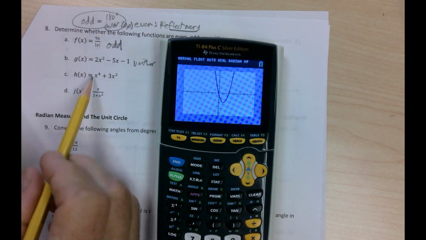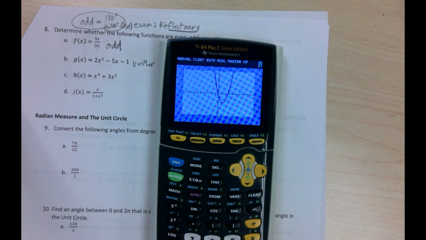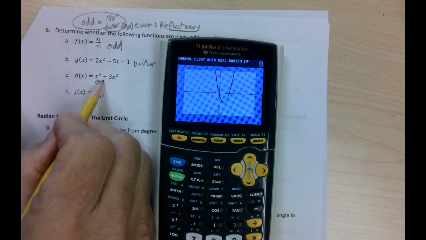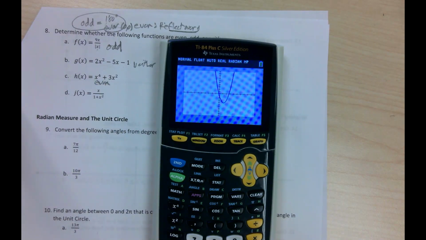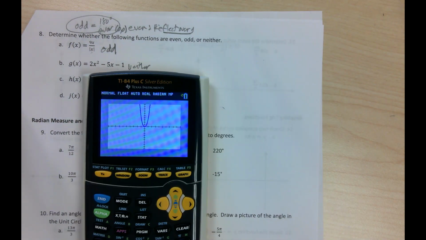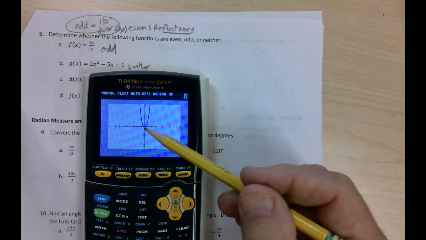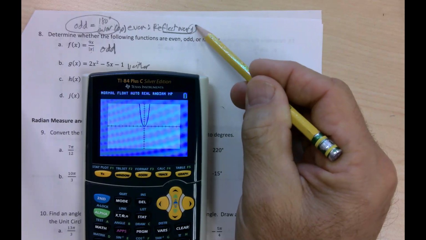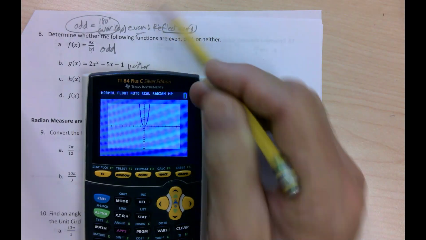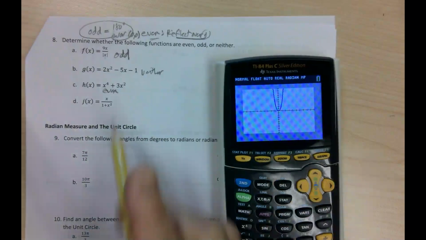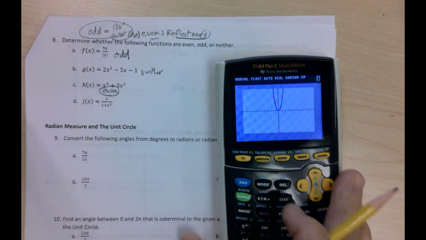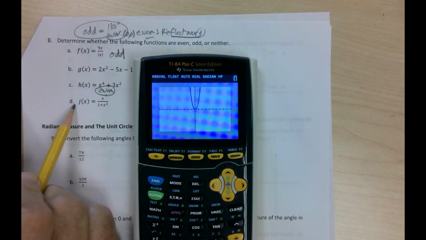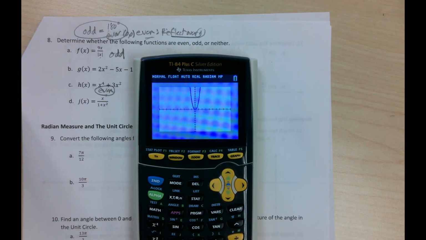All right, let's go on to this one. So if you notice this one, even. So the guess is even, but let's not guess, let's check it out. So like we kind of thought, it's even. Why? Because if you reflect it over the y-axis, it's going to be the exact same drawing. So there it is, even. That one's an easier one. All right, let's type this letter D into our calculator and see what it gives us.